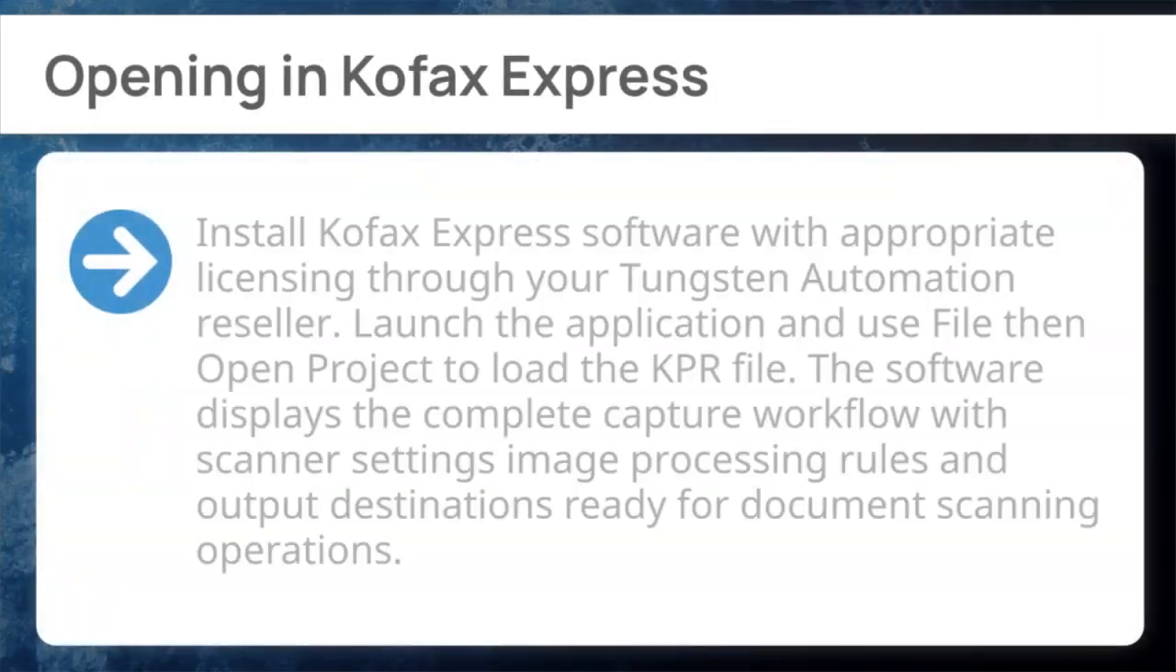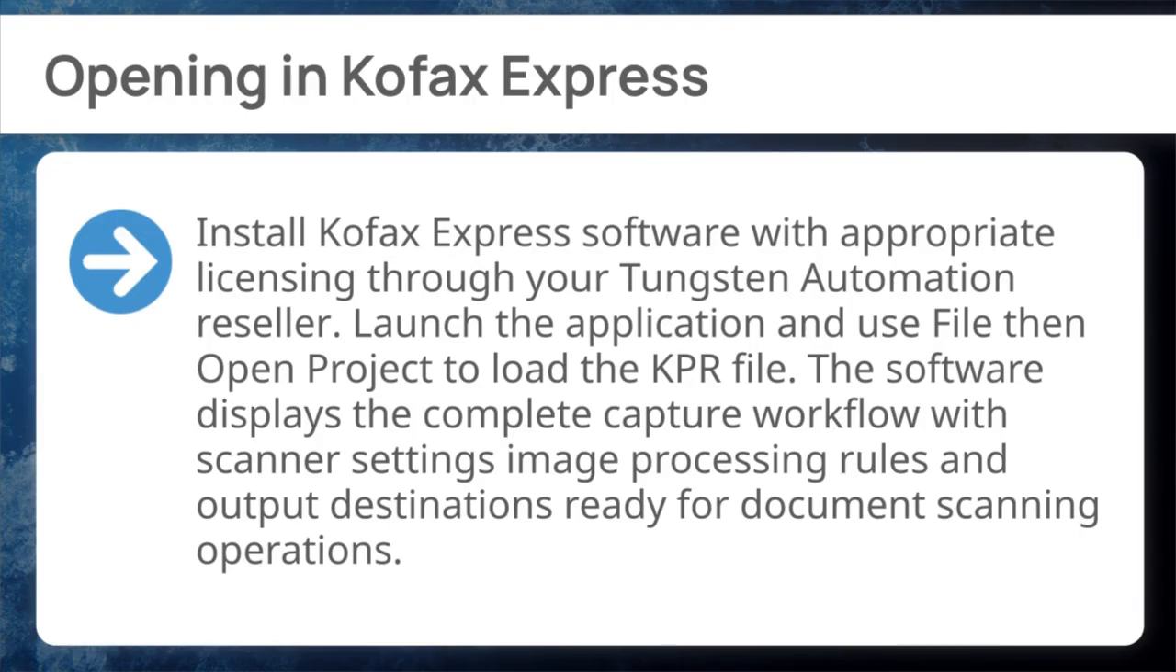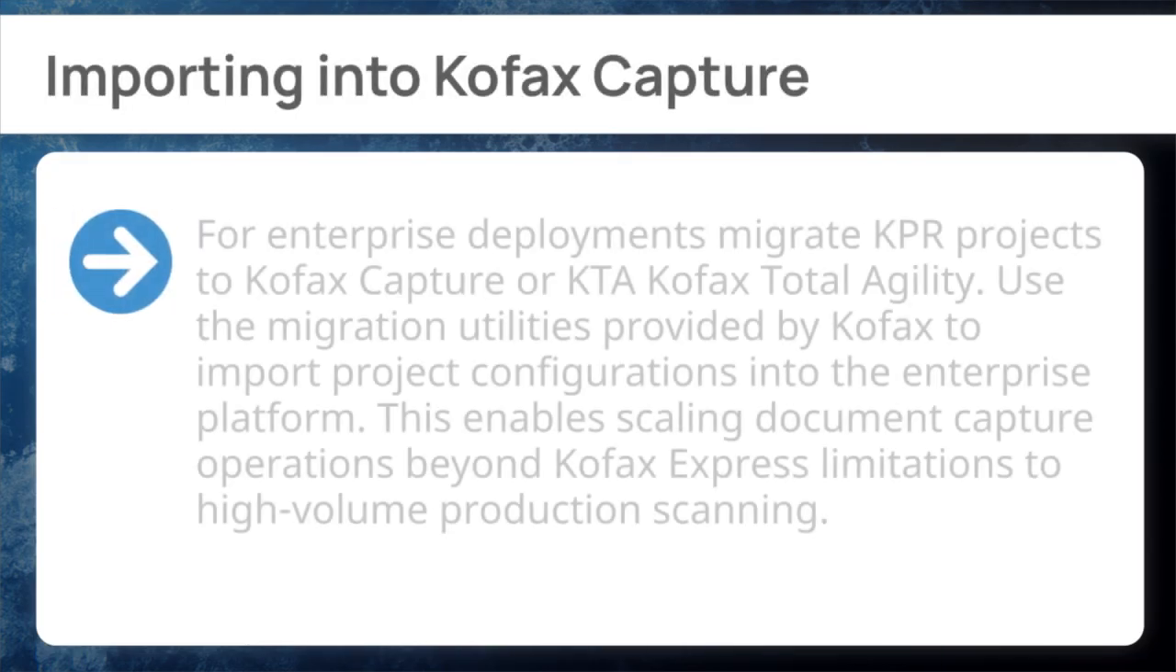First, opening in Kofax Express. Install Kofax Express software with appropriate licensing through your Tungsten automation reseller. Launch the application and use File, then Open project to load the KPR file. The software displays the complete capture workflow with scanner settings, image processing rules and output destinations, ready for document scanning operations.